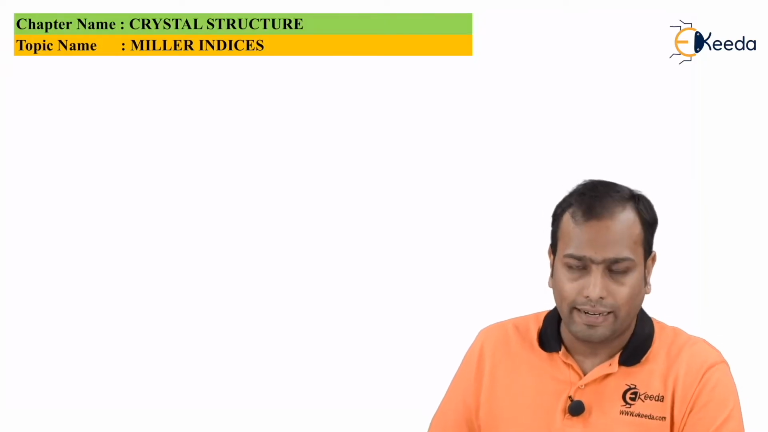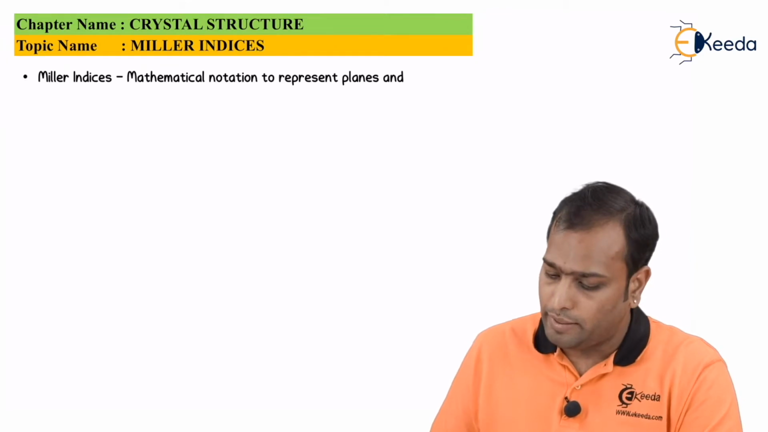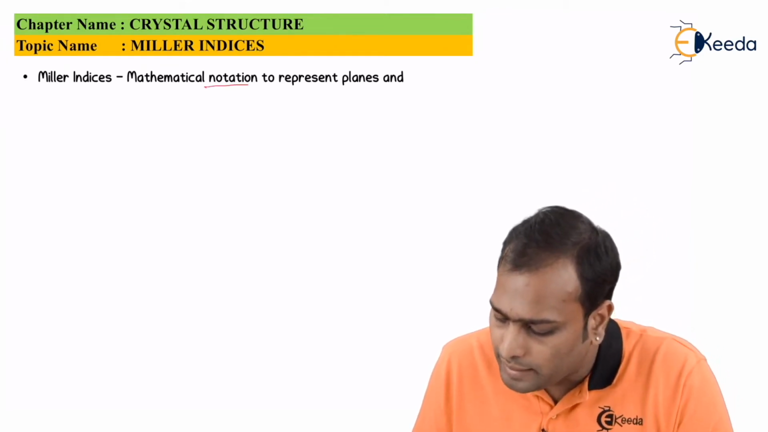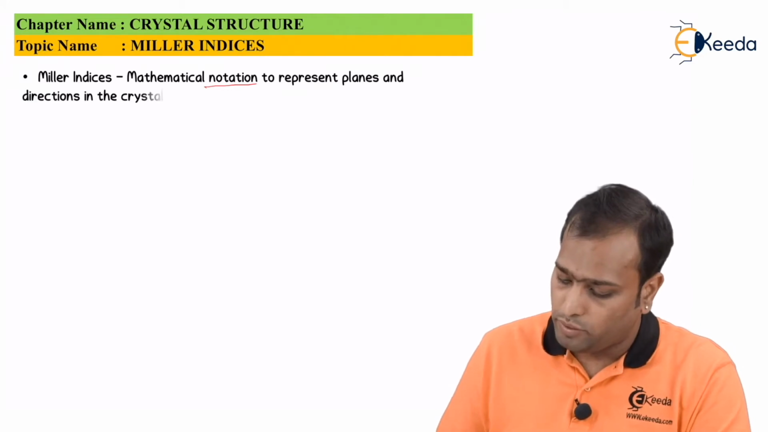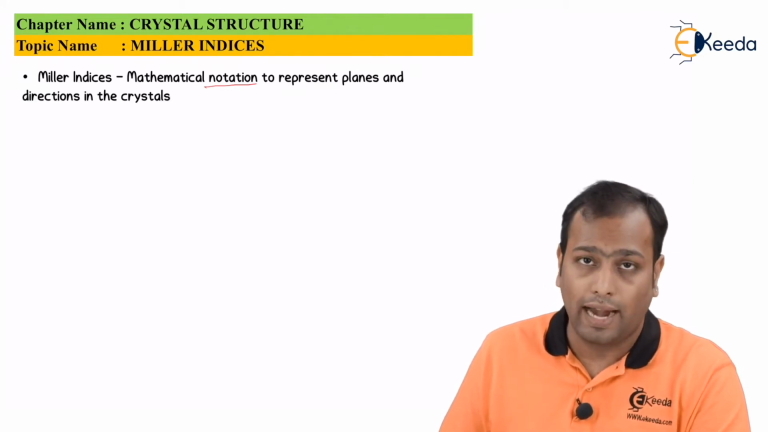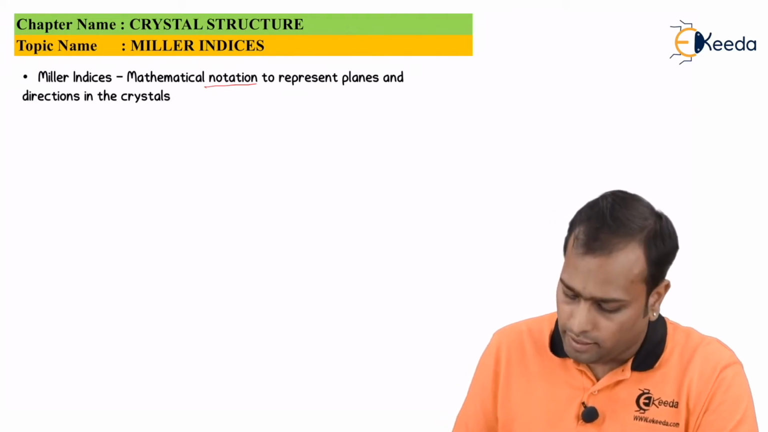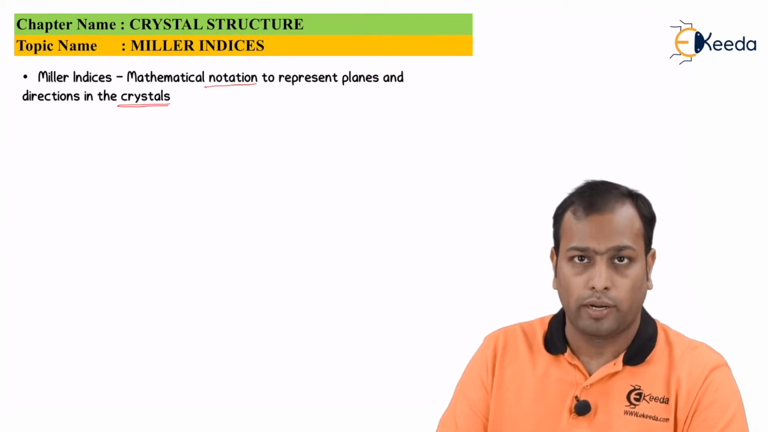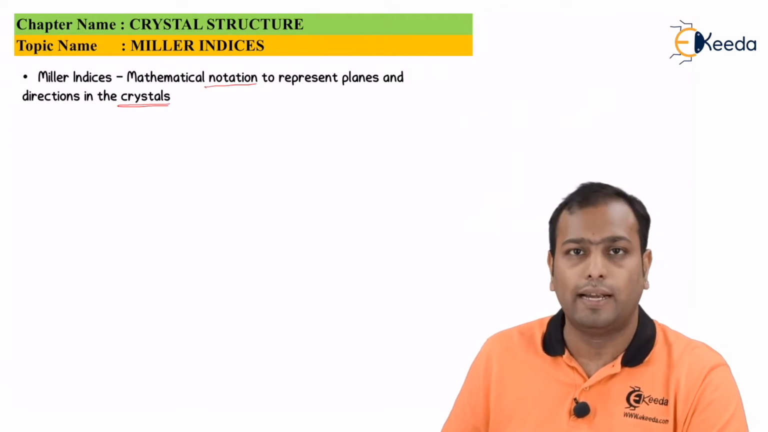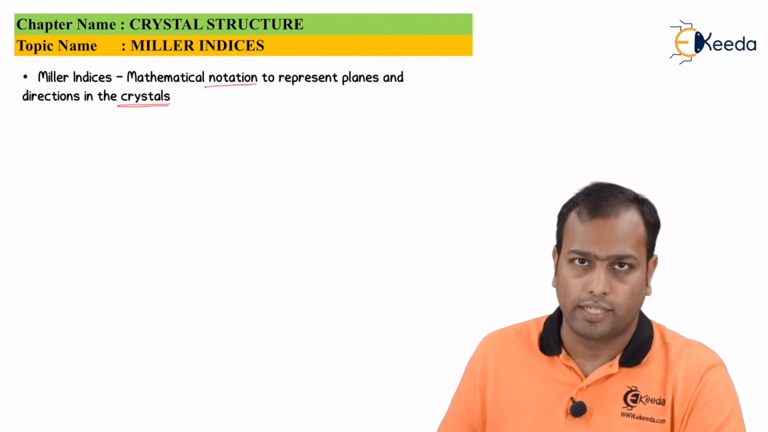So, what are Miller indices? As you know, Miller indices is nothing but a mathematical notation. Now, mathematical notation for what? They're used to represent planes and directional vectors in crystals. Now, why are mathematical notations important? Mathematical notations are important because they help us to analytically examine the crystal structures.